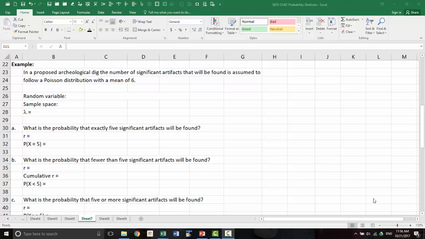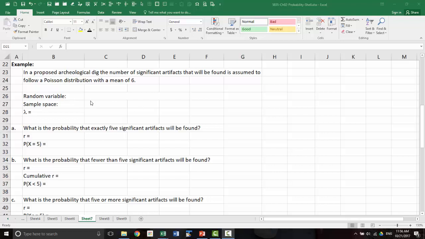Now let's look at an example of Poisson probability. In a proposed archaeological dig, the number of significant artifacts that will be found is assumed to follow a Poisson distribution with a mean of 6. So this is for the entire dig. You're doing an archaeological dig, and the number of artifacts that you will find follows a Poisson distribution.